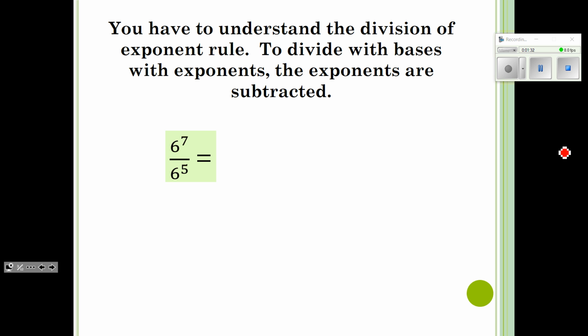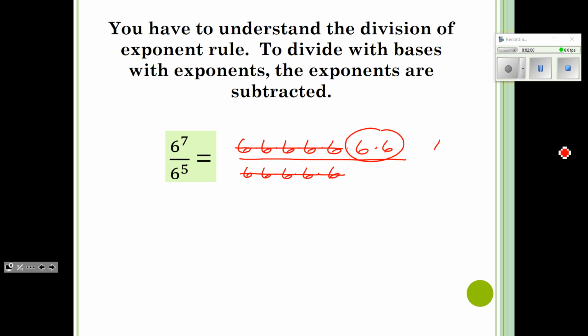In order to do that, let's just look at this example here. If you have 6 to the 7th power up in the numerator, that means that you have 6 multiplied times itself 7 times. 1, 2, 3, 4, 5, 6, 7 times. In the denominator, we have 6 to the 5th power, which means you have 6 multiplied times itself 5 times. If you were to simplify this, then these 5 would cancel out these 5, and what would be left over? You would have 6 twice, 6 squared, 6 times 6 left on top.